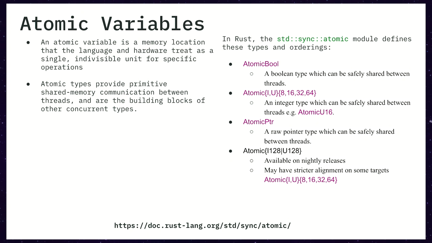Rust exposes a given set of atomic variables on the right over there. So you have your Boolean types, your integer types, your pointer types, as well as, if you're running nightly, you get access to the I128 and U128 if you're about that life. But I'm a bit more conservative, so I wouldn't really play with those.